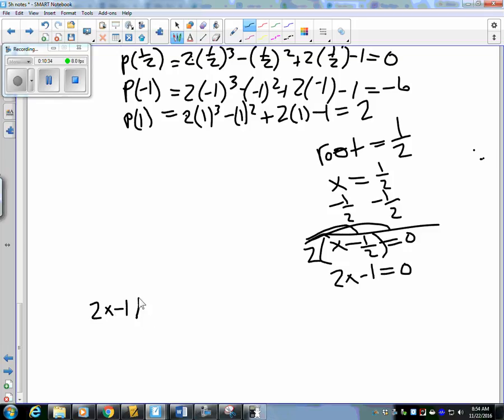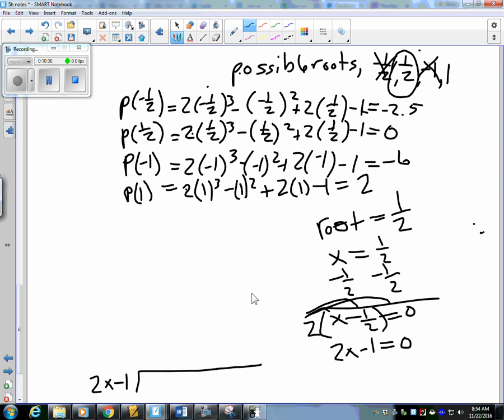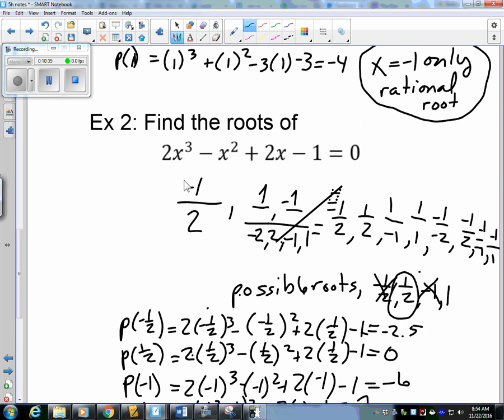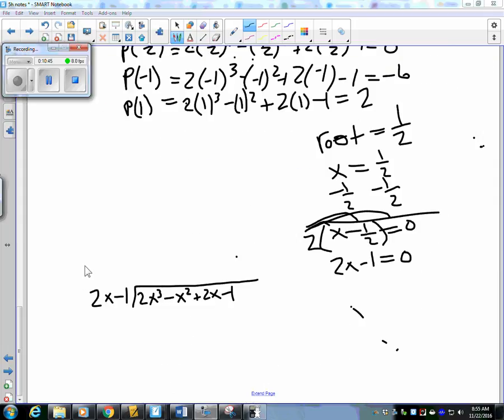So come back up. We need 2x to the third minus x squared plus 2x minus 1 in the box. Alright, let's use long division here. 2x to the third divided by 2x is x squared. x squared times 2x is 2x to the third. x squared times negative 1 is negative x squared. Now we have to subtract these. Subtract the first terms, they cancel. Subtract second terms, they actually cancel out too.